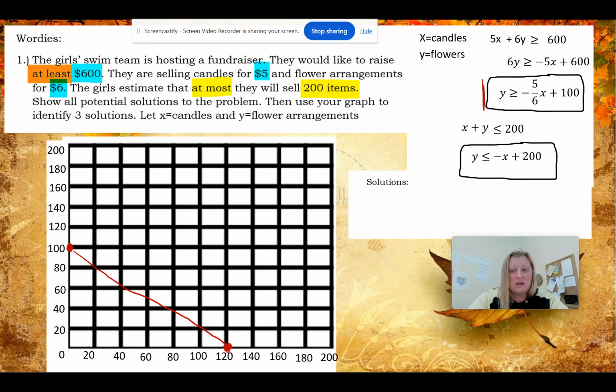All right, now that one's done. Now we're going to do the other line. We're going to start at 200. We're going to go down 1 over 1. It's going to continue that way until we get down here.